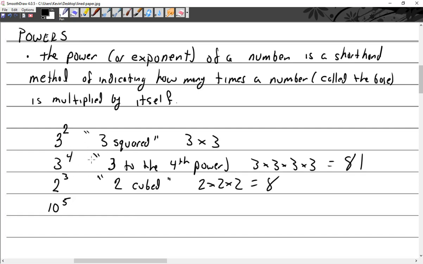What is that? 10 to the 5th power. And that is, of course, 10 times 10 times 10 times 10, 5 times. What is my answer there? What would that equal without me having to write it out?